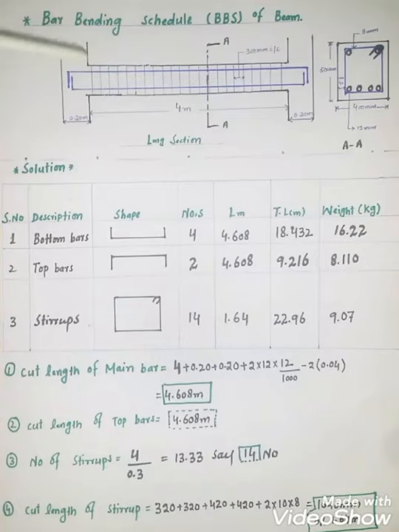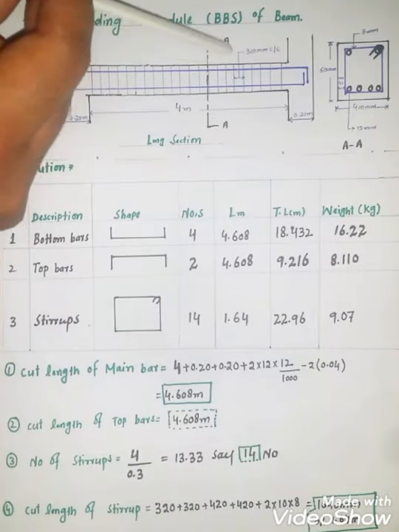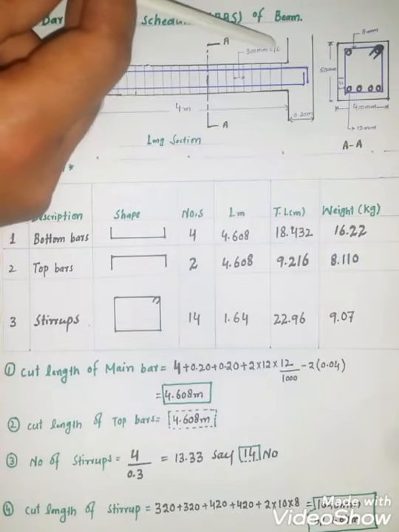Now let's start. For example, this is the long section of the beam. The span between two supports is 4 meter. The breadth of the column is 0.20 meter. And the space between two stirrups is 300 millimeter center to center.